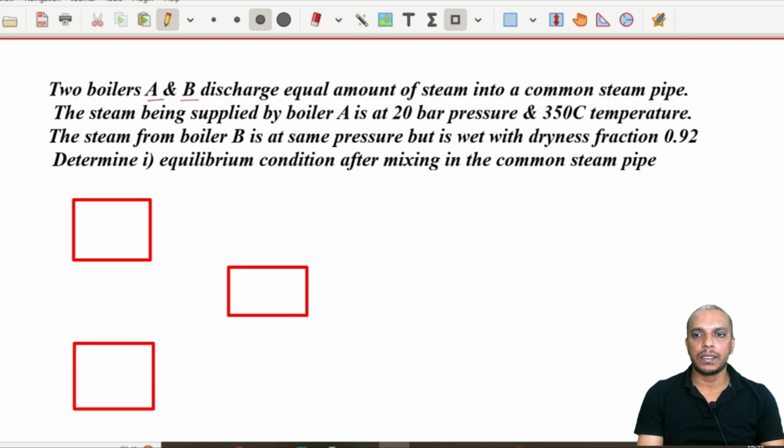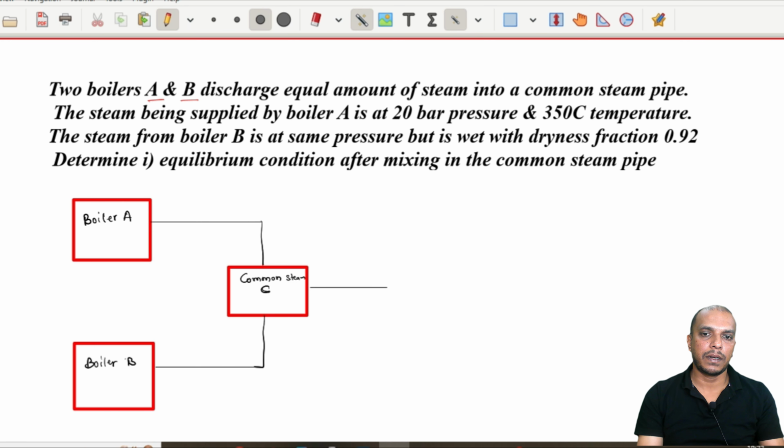Let us say this is boiler A, this is boiler B, and this is the common steam pipe, and let us call this C. They both are delivering steam to this common pipe, and from here it may be going to a turbine.